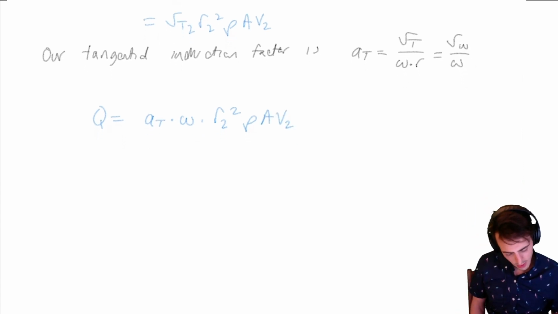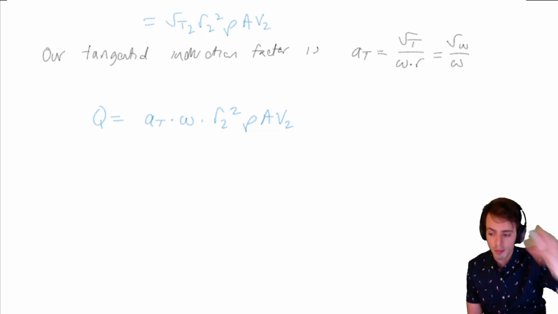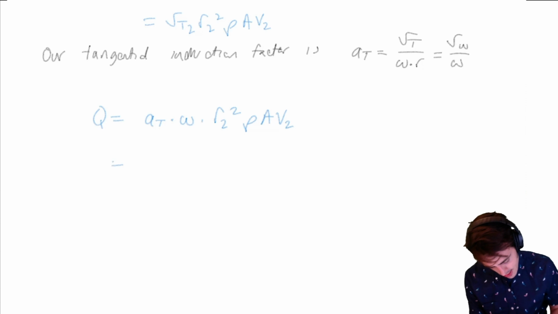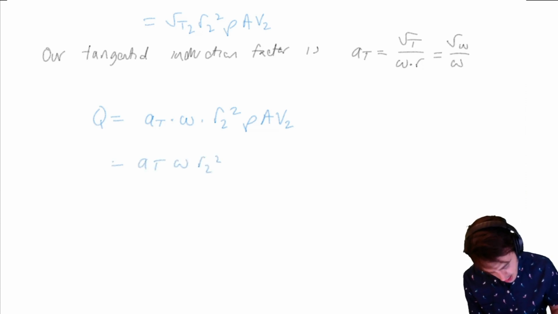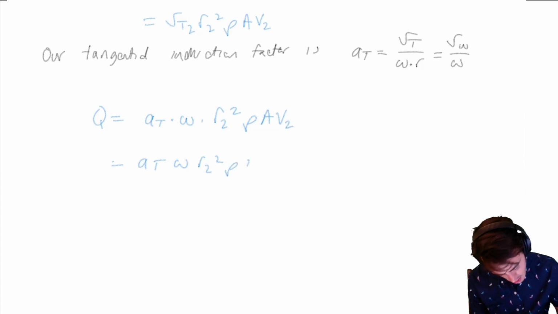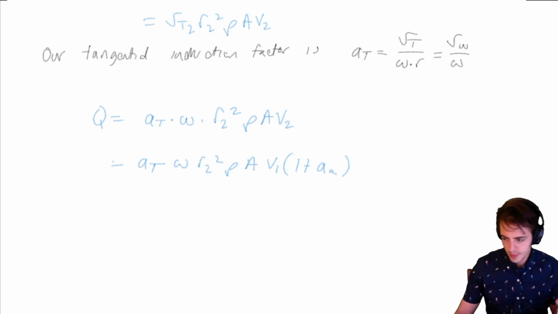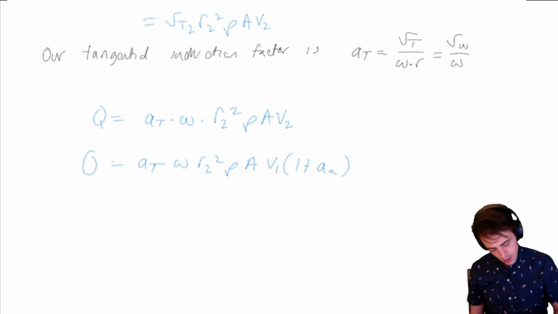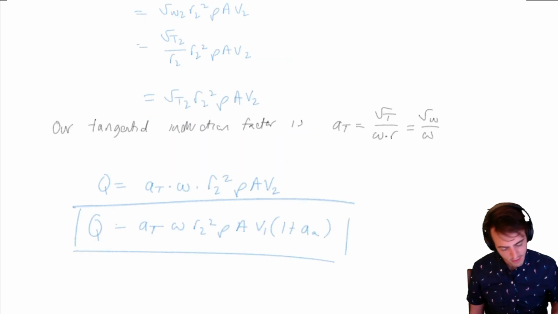So now we've got this, we can then remember that V2 is equal to V infinity multiplied by 1 plus AA. So we get AT omega R2 squared rho A V1 1 plus AA. Let's just clear this up, make sure that's clear, that's a subscript there. So we've got this now. We've got expression very similarly here.